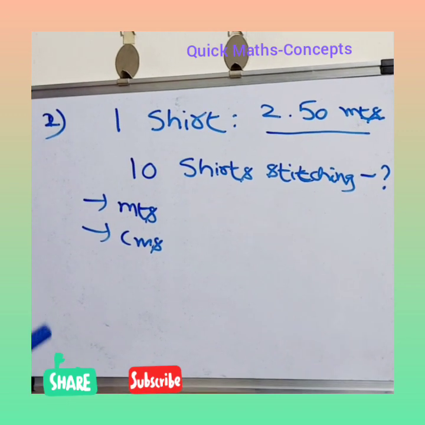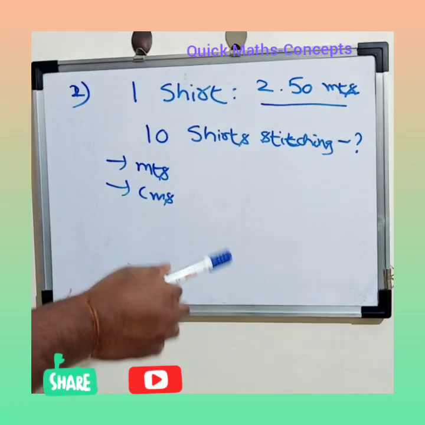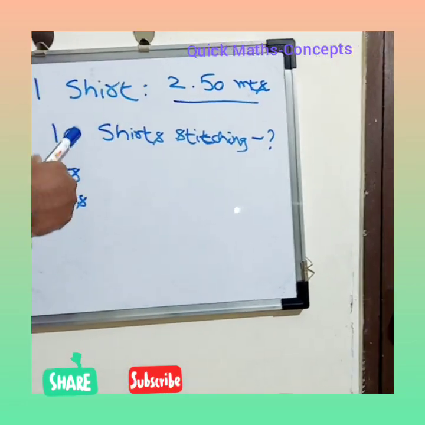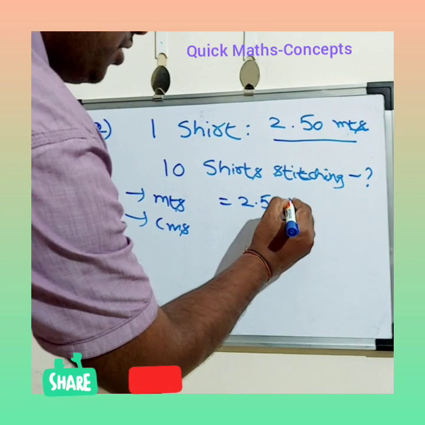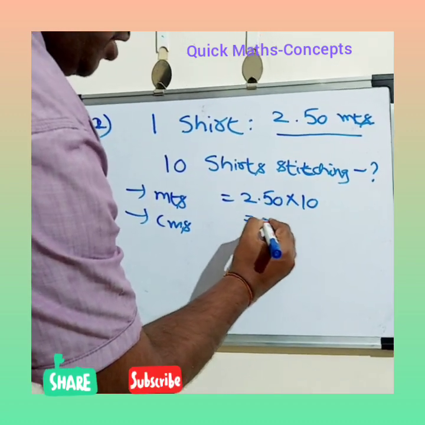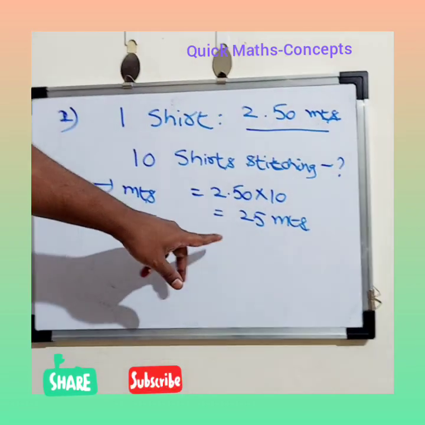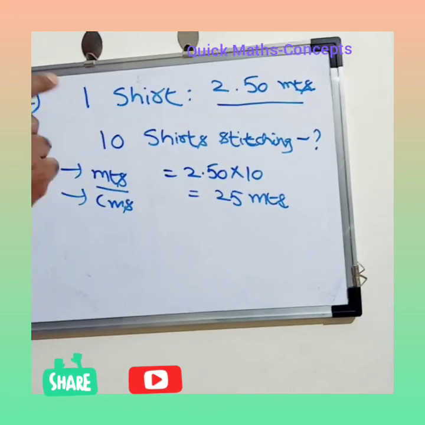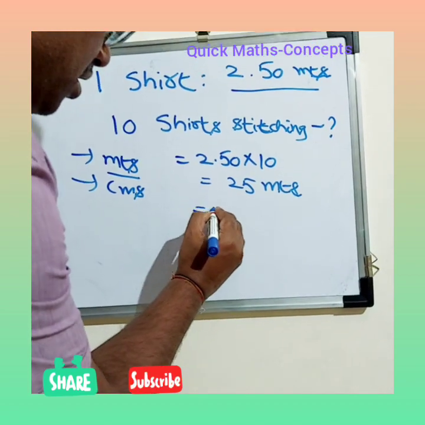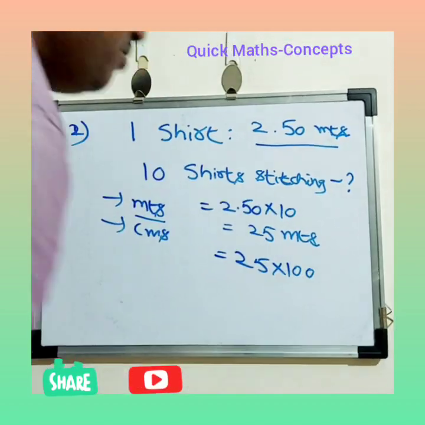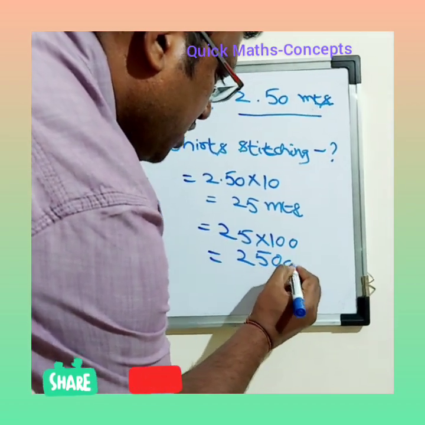The simplest method: one shirt needs 2.50 meters, so for 10 shirts it is definitely direct proportion, the value will increase. So 10 shirts means 2.50 into 10, that is 25 meters. That is the first value. But 1 meter is equal to 100 centimeters, so for the second answer, 25 into 100 gives 2500 centimeters.